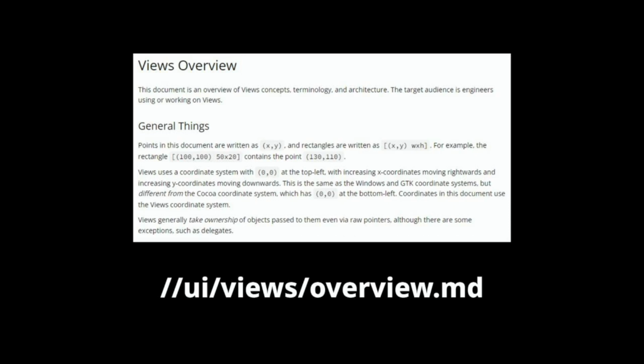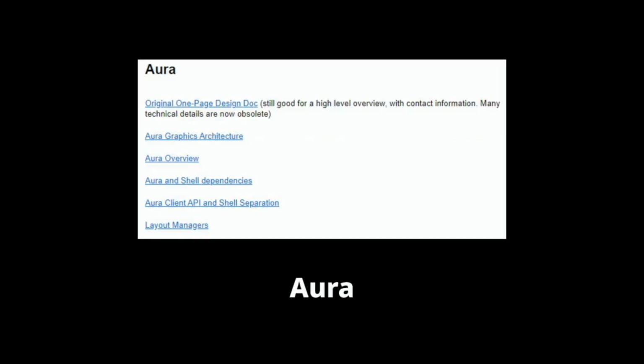Views is a UI framework used in Chromium, and it covers all desktop platforms. It handles events, painting, layout, and etc. So Views is all about UI in Chromium. Aura is a desktop window manager that interacts with the Views framework. Aura is also abstracting window management on Windows and Linux.